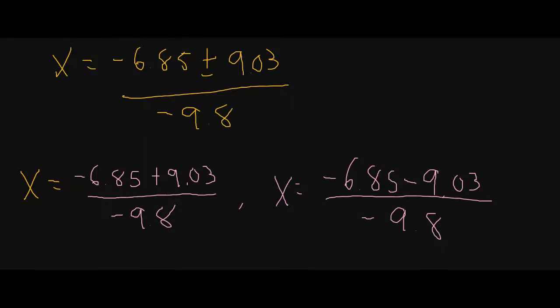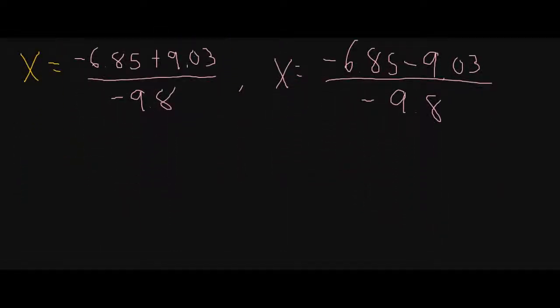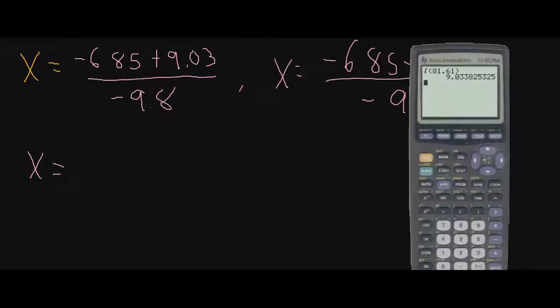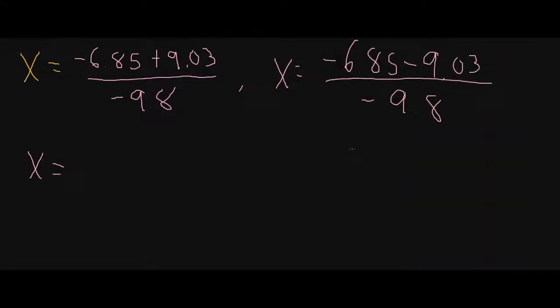As we proceed, let's simplify this top part. You can see I'm doing all these step by step. We're going to get negative 6.85 plus 9.03, which is 2.18, and now we just divide it by negative 9.8. And that's negative 0.22.